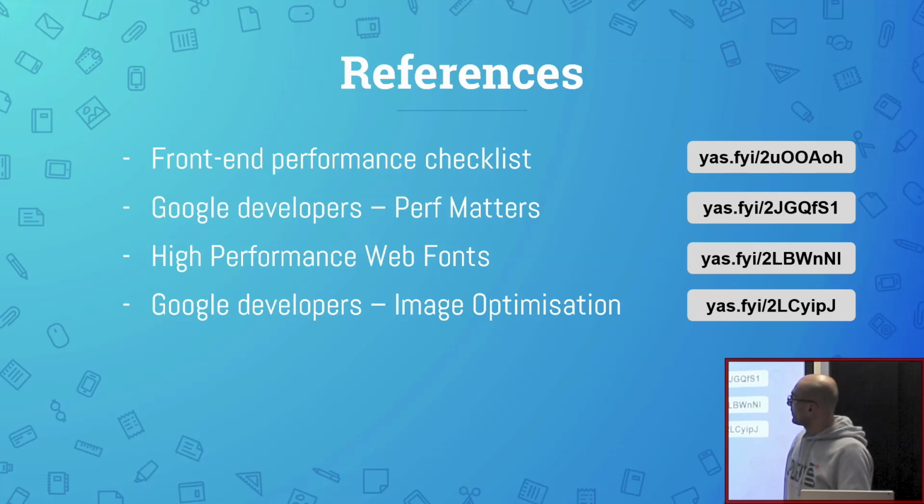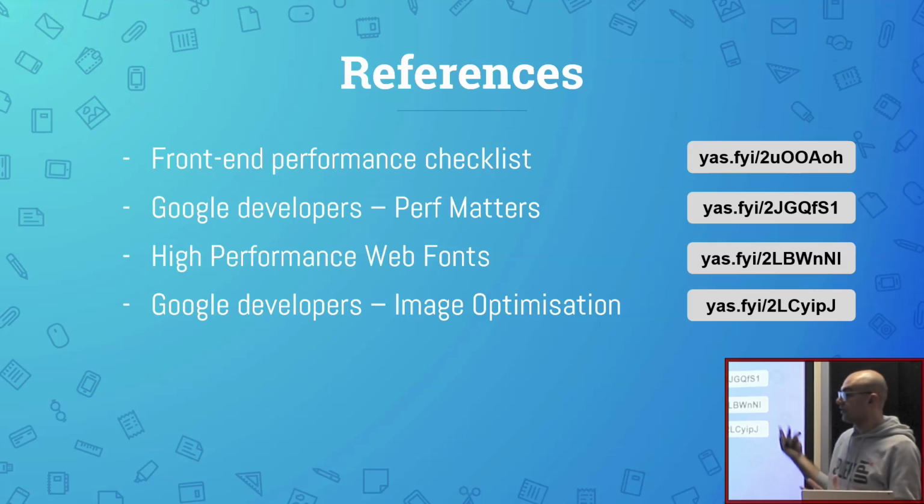These are some of the references that I mentioned during the talk. There are good checklists that you can find in the first link. On Google Developers, there's a blog post called Perf Matters, and there's heaps of good stuff in there that you can leverage to start improving your web app performance. High Performing Web Fonts iterates through a couple of different strategies to load web fonts more efficiently, and there's also image optimization, which is a really broad topic. I couldn't cover a lot in here, but there's tons of stuff that you can do with regard to your images. Any questions?